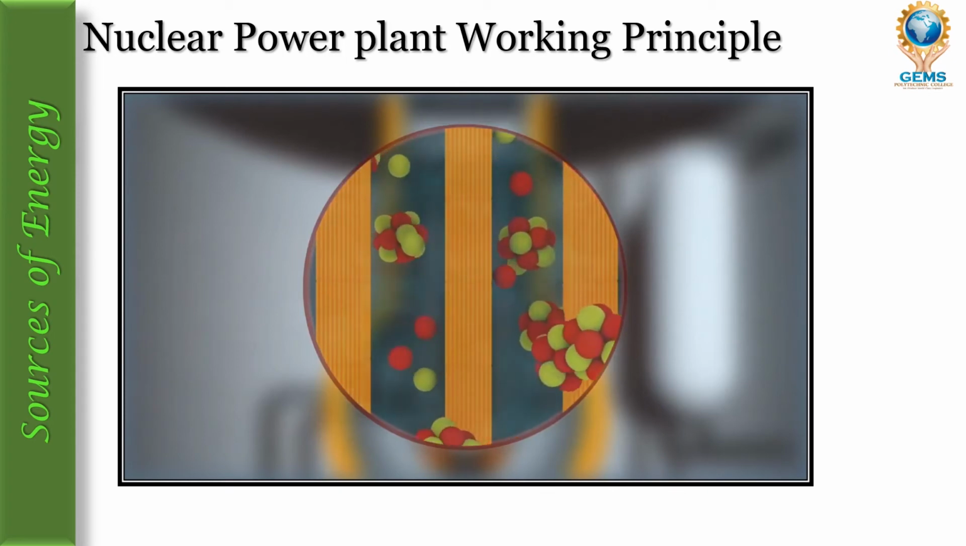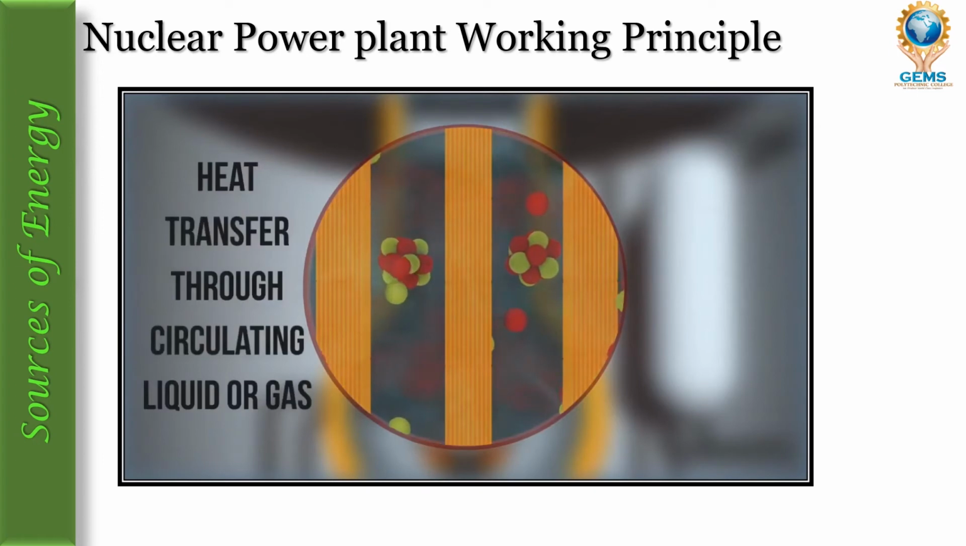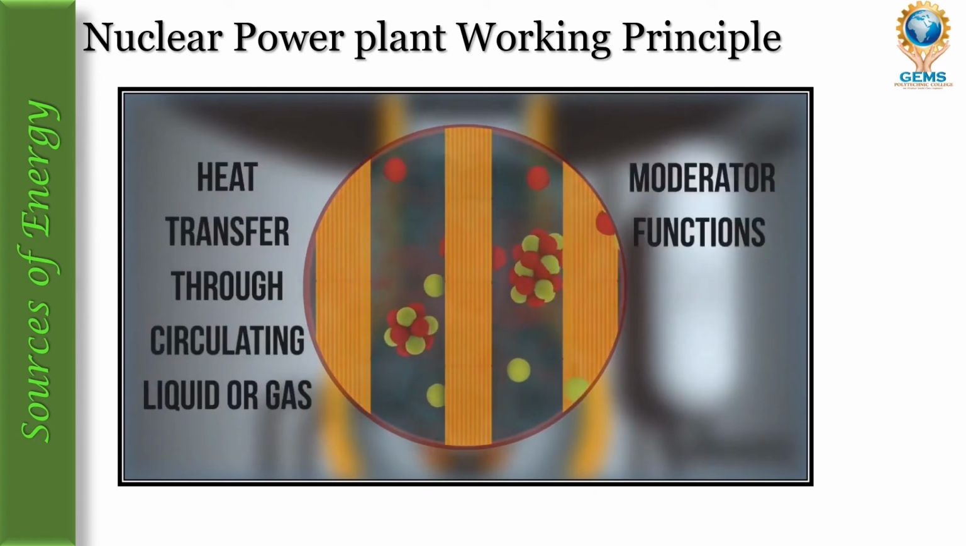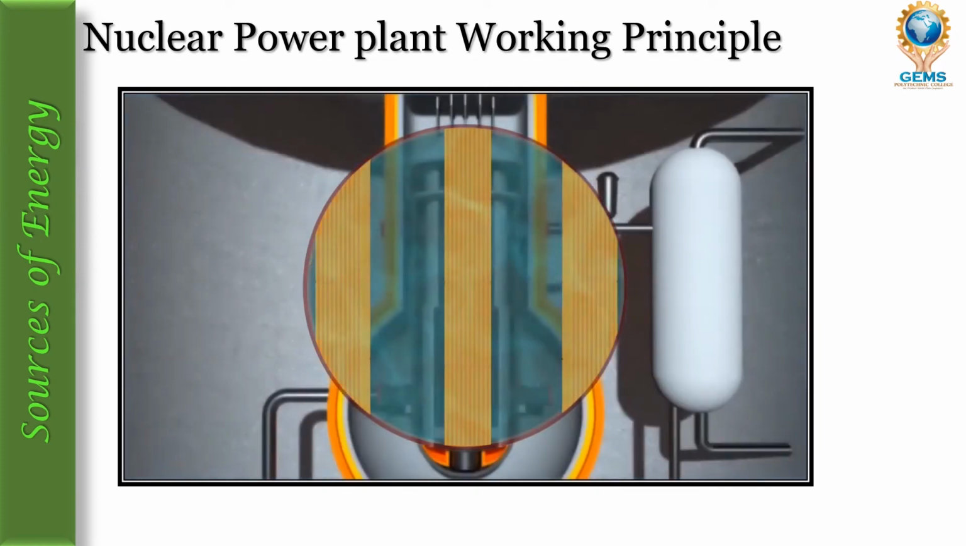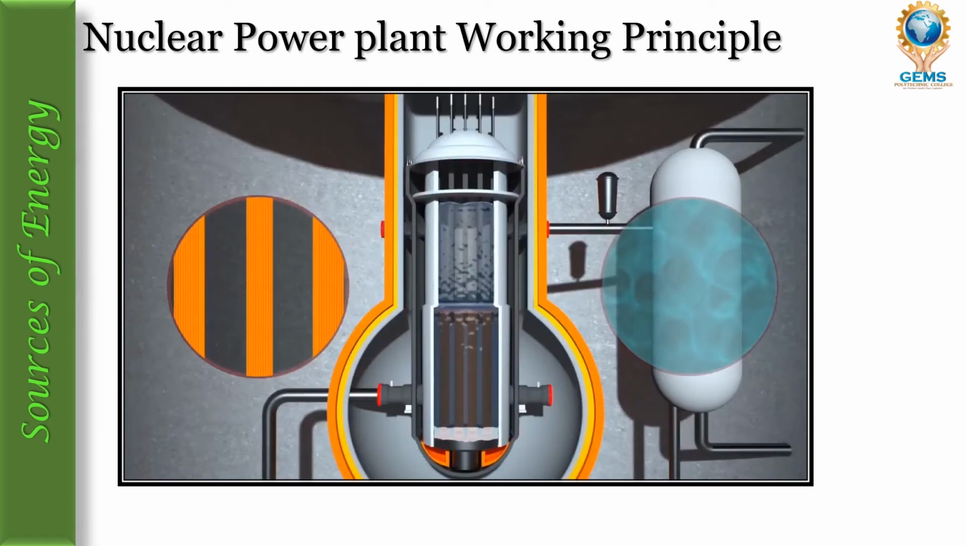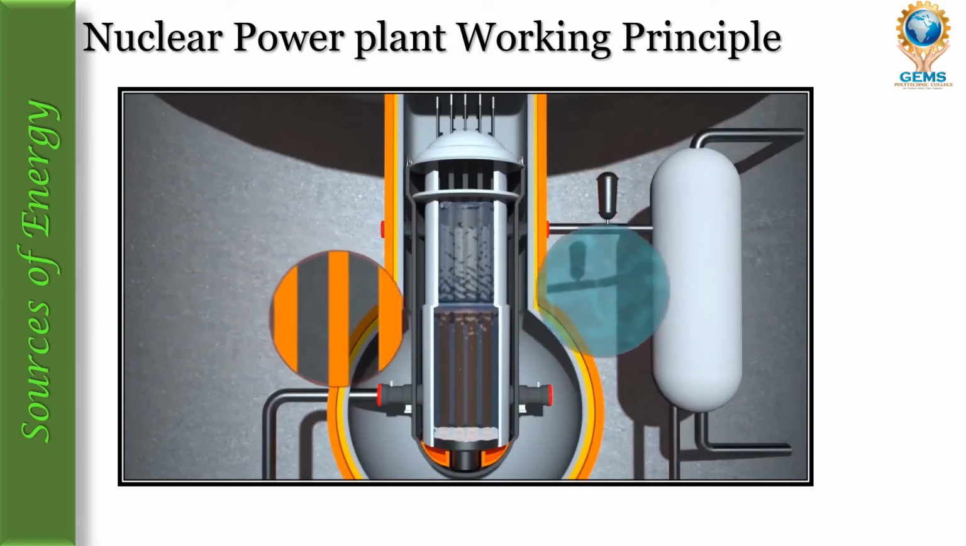A liquid or gas circulates through the core to transfer the heat from it. In light water reactors, the moderator also functions as a coolant. Usually there is a robust steel vessel containing the reactor core and moderator or coolant, but it may be a series of tubes holding the fuel and conveying the coolant through the moderator.